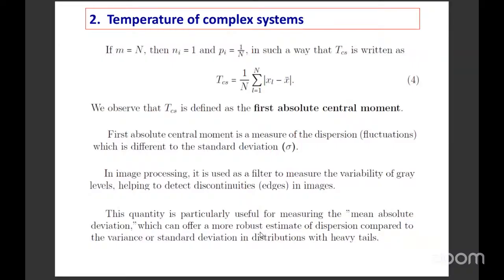You can see that this form is the first absolute central moment. The first absolute central moment is a measure of dispersion, which is different from the standard deviation or the variance. Have we used this concept in the context of image processing? This quantity is particularly useful for measuring the mean absolute deviation.